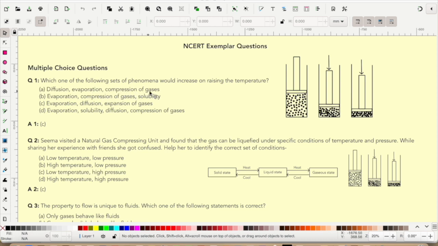Third is compression of gases. In this piston cylinder example, we have seen when pressure is increased, gas changes to liquid or solid, and we know that gas changes to liquid because of cooling, means temperature decreases, not increases. So this compression of gases is wrong. It should be expansion of gases. So option C is correct.